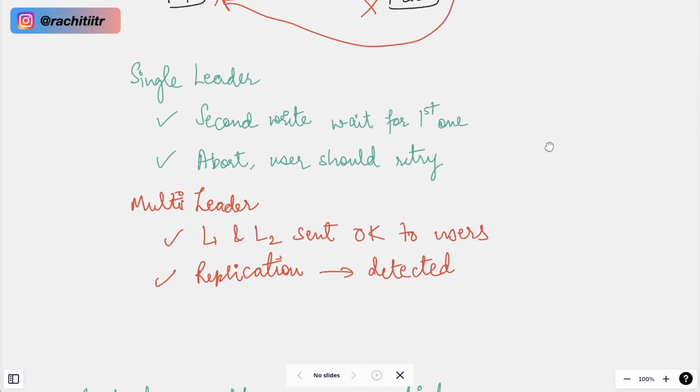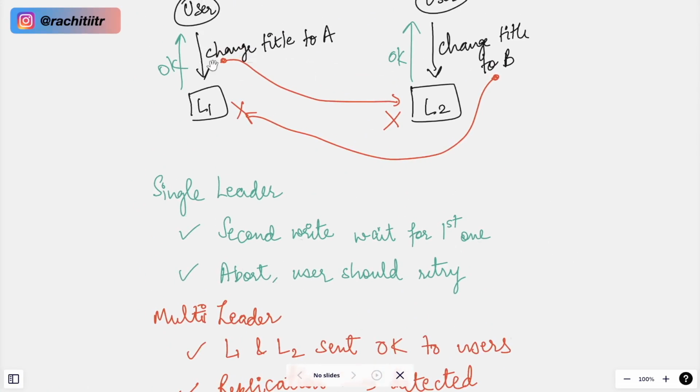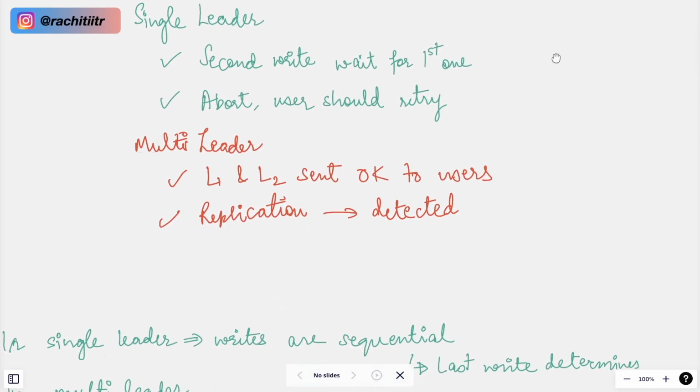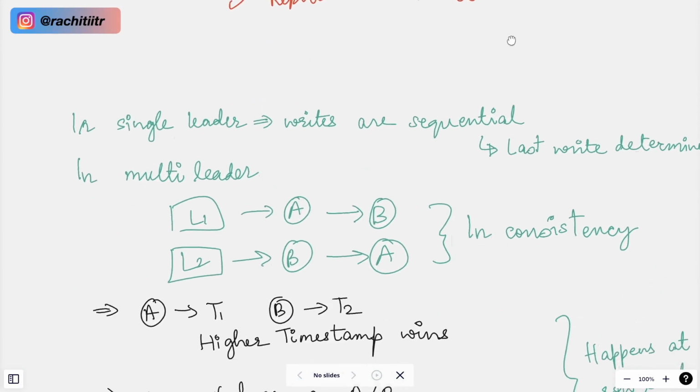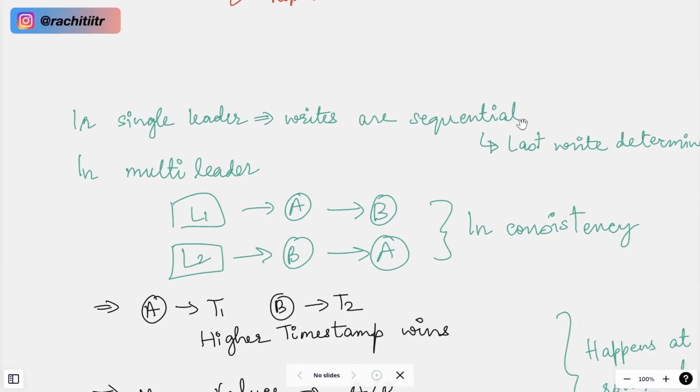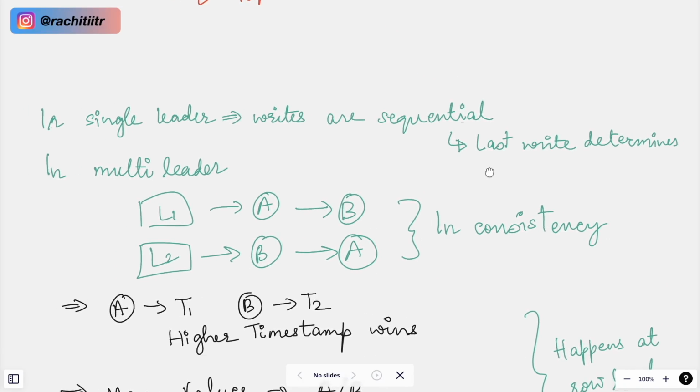In multi-leader, the problem is L1, at that time when the user sent the write request, responded back okay to the user. So you are having that confirmation given to the user in both places. And now it's just during the replication that you are actually detecting the problem. So in single leader, you can say the writes are sequential and the last write can determine the final value.